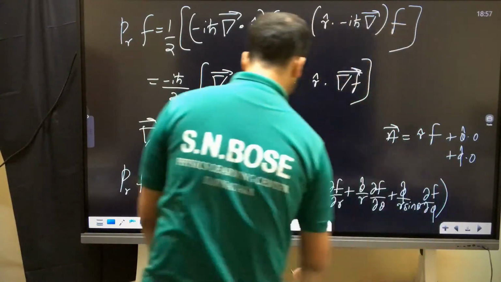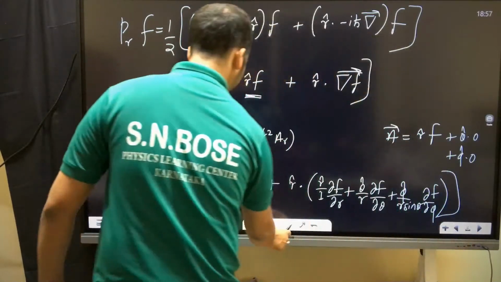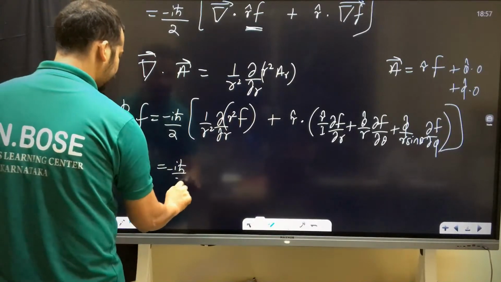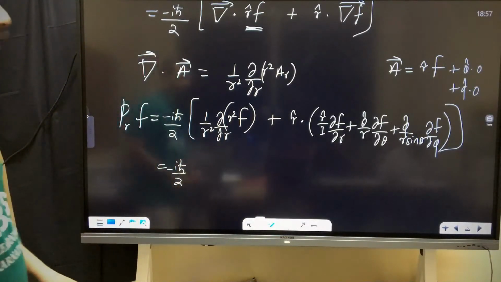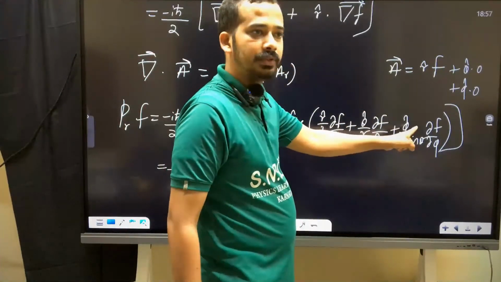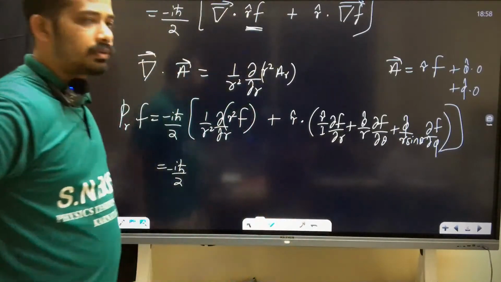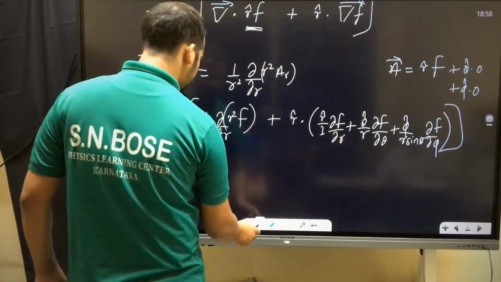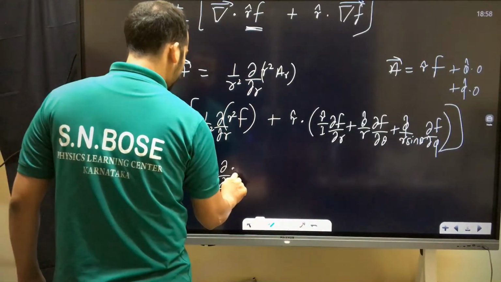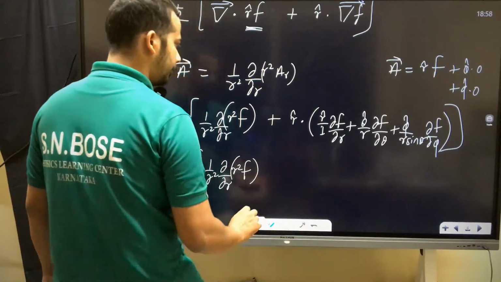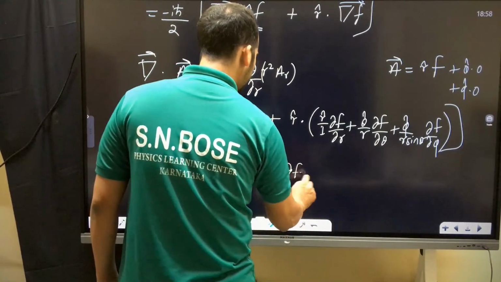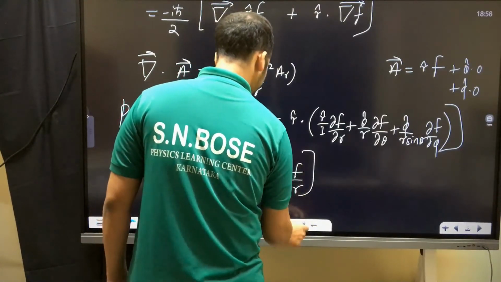So now if I do this one, minus i h bar by 2. These are orthogonal coordinates. r cap dot theta cap, r cap dot phi cap, that is 0. They are orthogonal coordinates. So that's why only the first term will remain. The whole thing is 1 by r square del by del r of r square f, plus del f by del r.